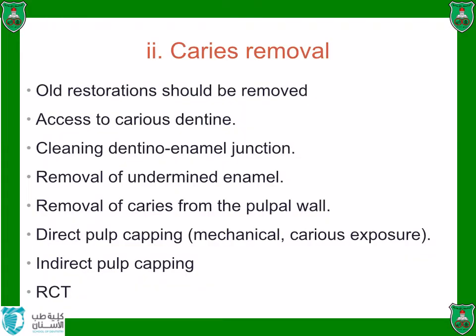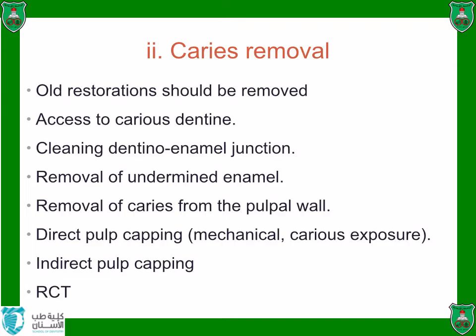After we do our pre-assessment, we need to remove the caries. We should remove all the restorations, access the carious dentin, clean the dentin-enamel junction, remove any undermined enamel, and remove the caries from the pulpal wall, and at the end we might have either sound tooth structure.